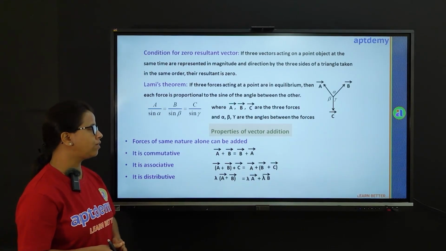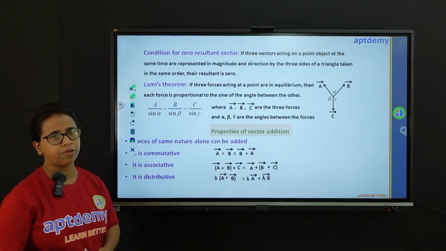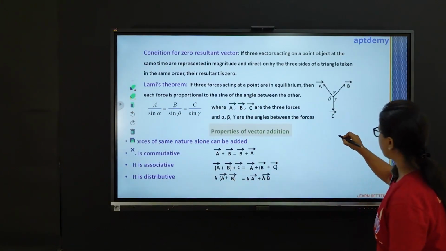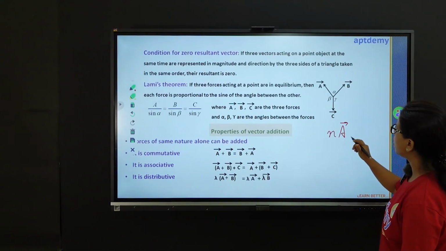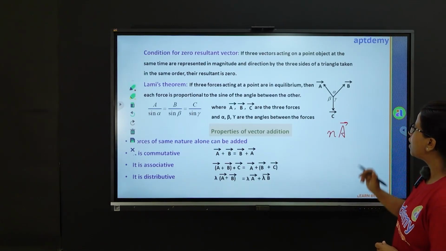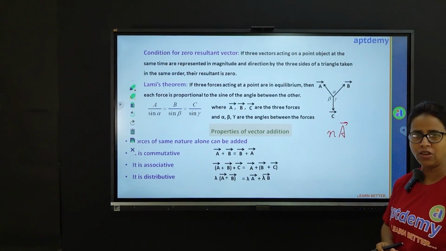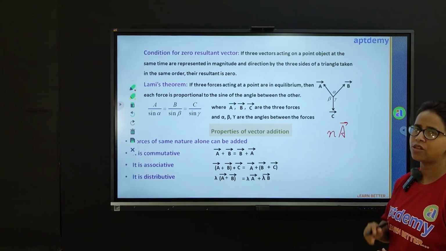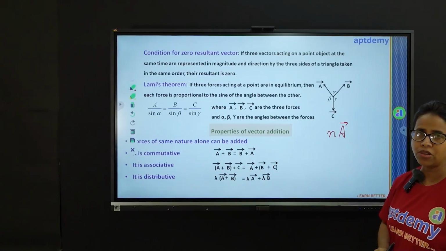Whenever we have a vector and we multiply it by a real number, what happens as a result? Suppose we have a vector A, and we multiply it by a scalar n. Let me first talk of a real number. Suppose n is a real number. Then we get a new vector n times vector A, whose magnitude is n times the magnitude of vector A, and the direction of this new vector, however, will depend on the type of real number that we have chosen.